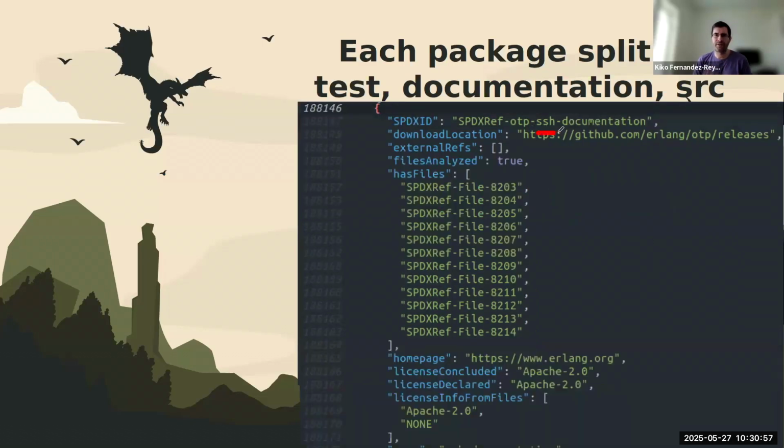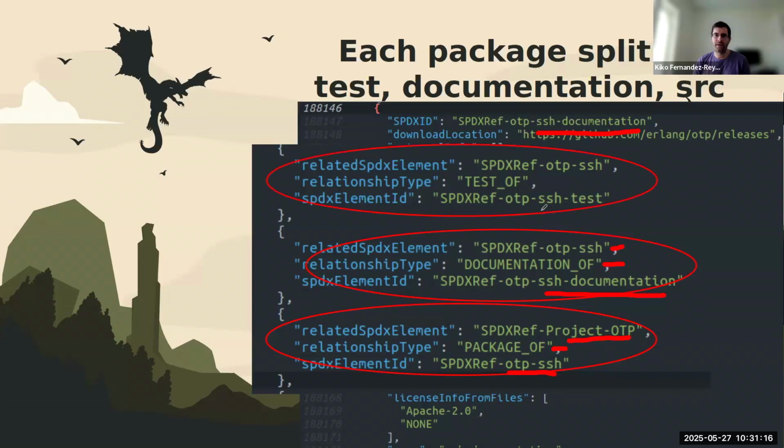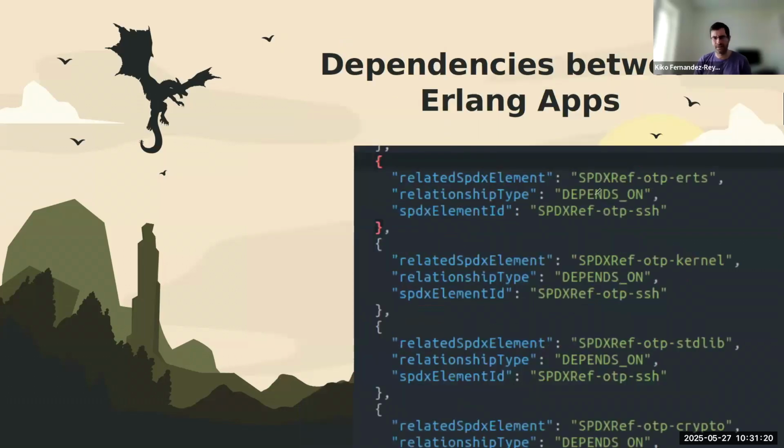In this case, for instance, we have the package SSH documentation. And then we create the relations so that that is completely clear. So we have the OTP SSH, which is a package of the OTP project. We have the SSH documentation, which is the documentation of the SSH package. And we also have the SSH tests, which are tests of the OTP SSH package.